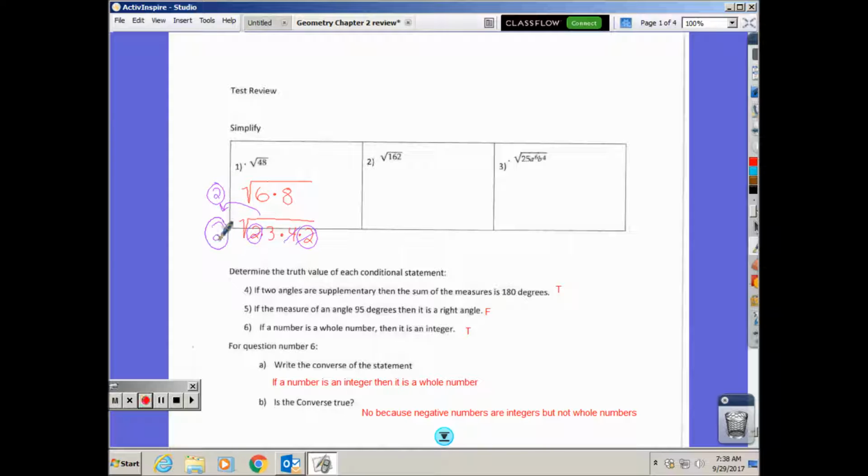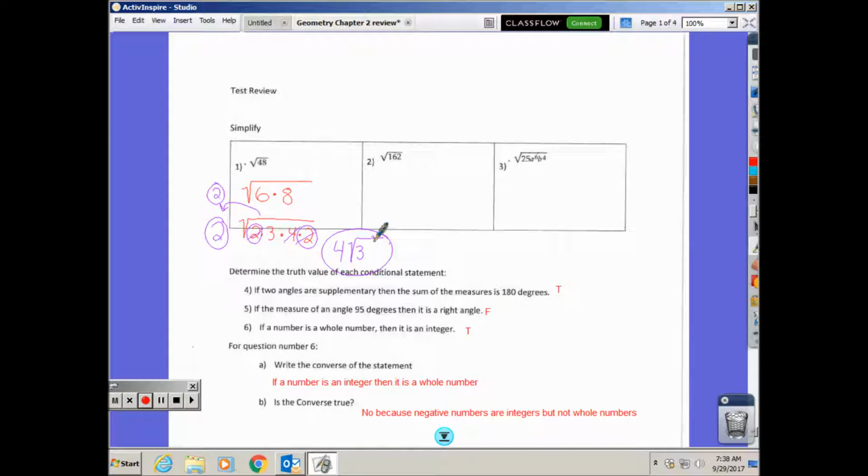Now, since I have 2 numbers on the outside, in this case they happen to be the same, but even if they weren't, I'd multiply them together. 2 times 2 is 4. The only thing that is left in the radical sign is the 3. So the answer is 4 radical 3.